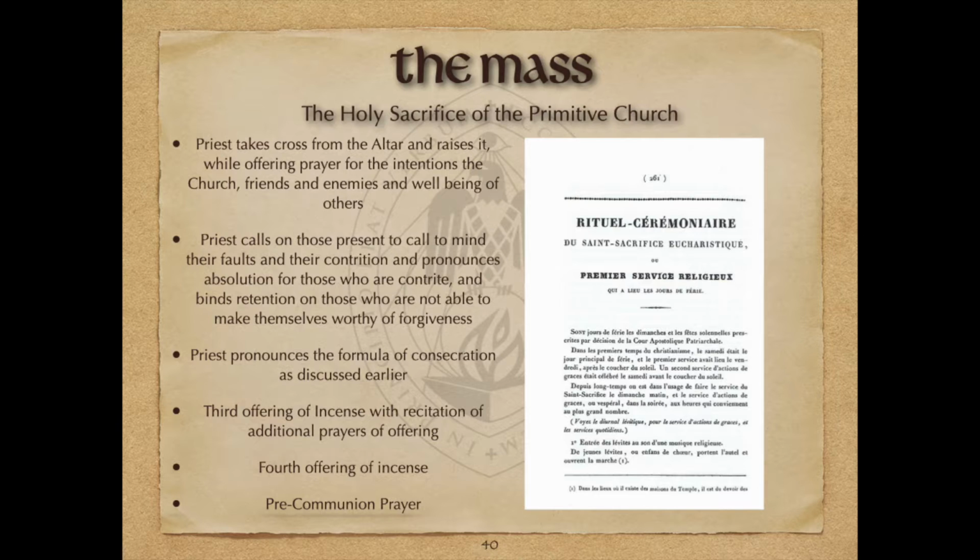But there's a difference here. And this, of course, harkens back to some of the stuff that we talked about in the catechism material around the order of priests. The idea that the priest is to teach and instruct the faithful, but also to leave aside those, that they can leave in darkness, those who prove themselves unworthy. And there's an element of that here that comes into the penitential rite as found in the primitive church. So the priest calls on those present to call to mind their faults and their contrition, and pronounces absolution for all who are contrite, and binds retention on those who are not able to make themselves worthy of forgiveness.